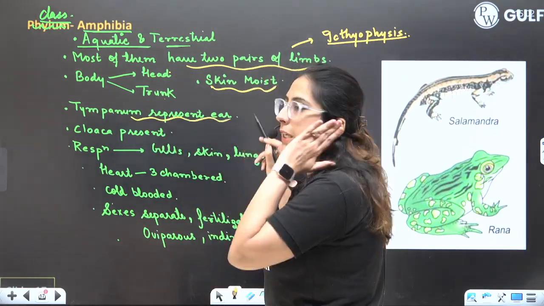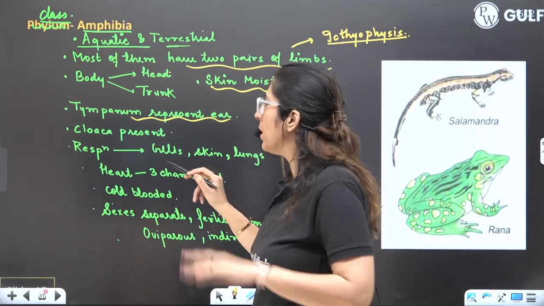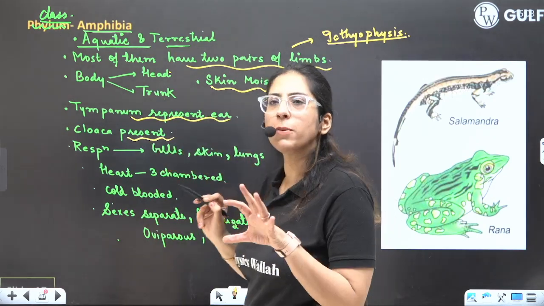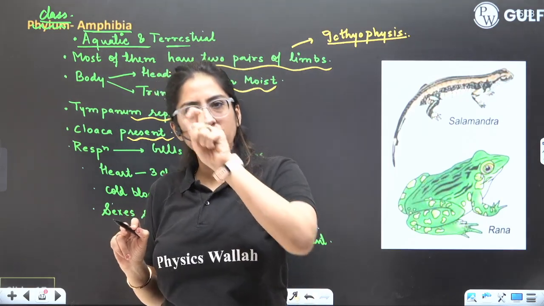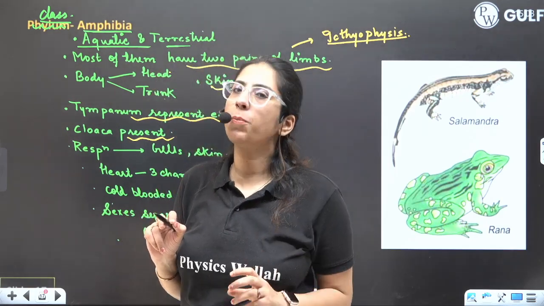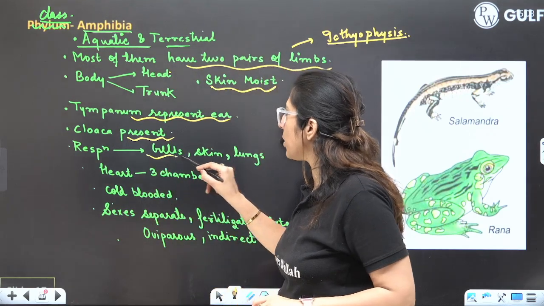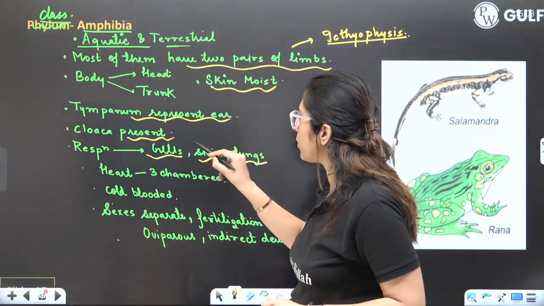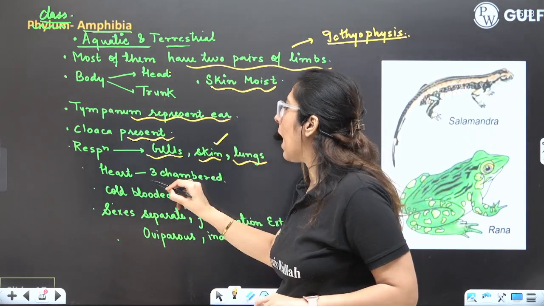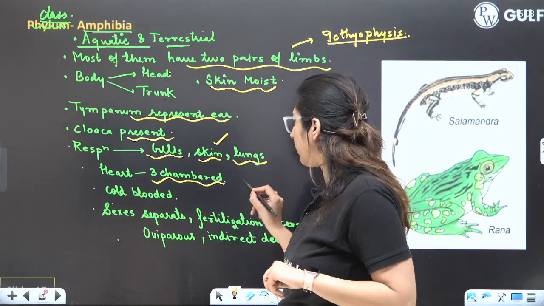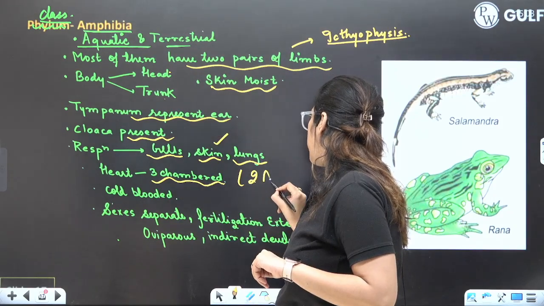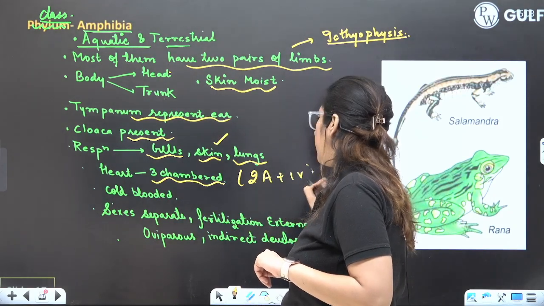Tympanum represents the ear. We have done frog also. Cloaca is present. It's a common chamber where the digestive system opens, where the excretory system opens, and where even the reproductive system opens. Respiration is through gills, skin and lungs. Mostly it occurs through skin. Heart is 3 chambered: 2 atria and 1 ventricle.